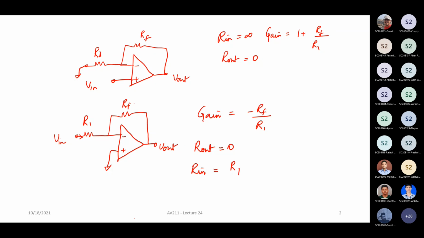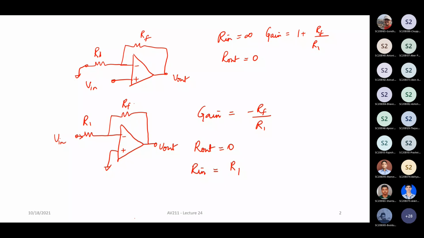And if you recall, the way we solved this is to use the concept of virtual ground. That is to say that the voltage between these 2 points is basically 0, which means that the negative voltage is also 0. And the current which is drawn from the input is Vin by R1, right? And therefore, your input impedance is R1.